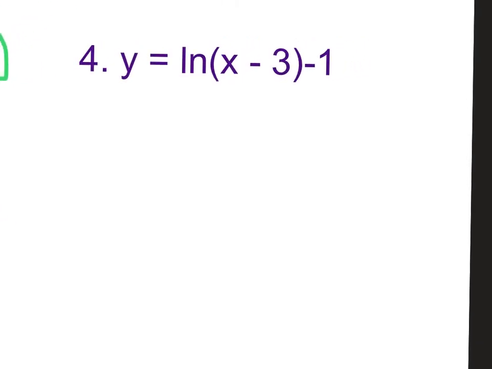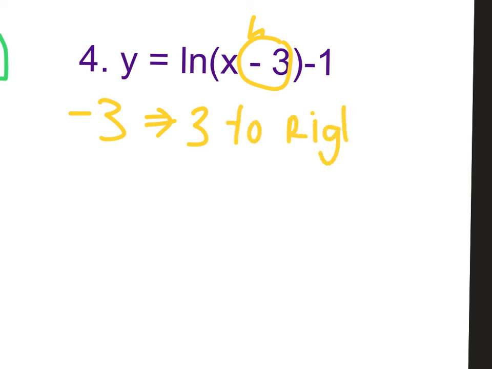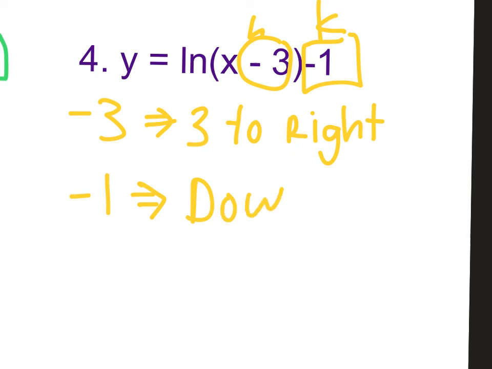All right, in our last one, we have y equals natural log of x minus 3 minus 1. I notice we have a number inside. That's our h value. So we have a negative 3. Remember, that tells me it goes 3 in the positive direction, so it's going to go 3 to the right. You have a minus 1 on the end. That's your k value, that tells you up or down, and minus 1 tells me it's going to go down 1.